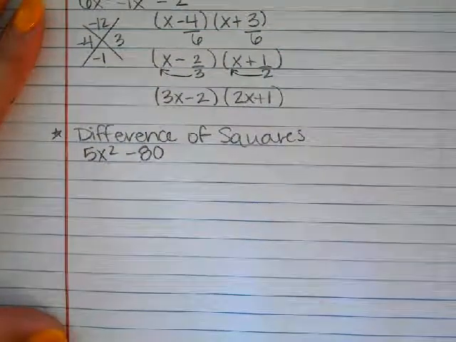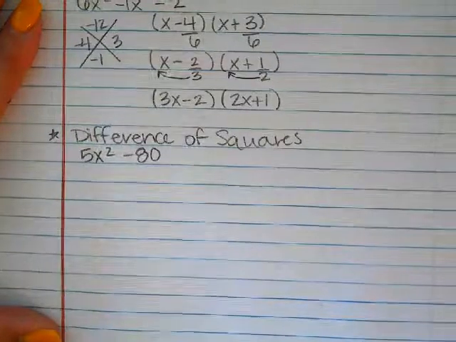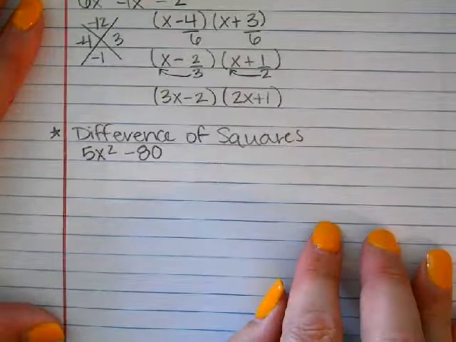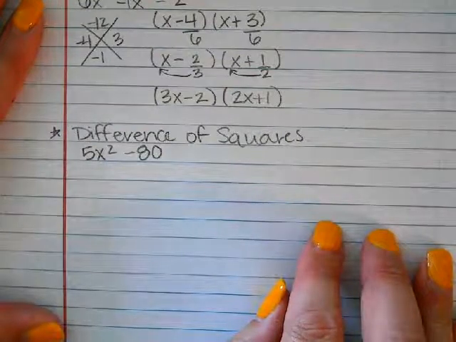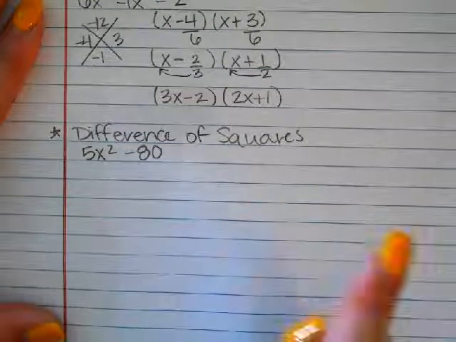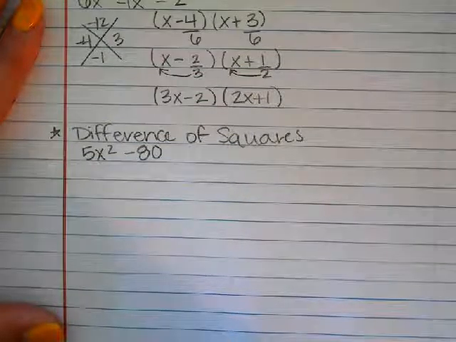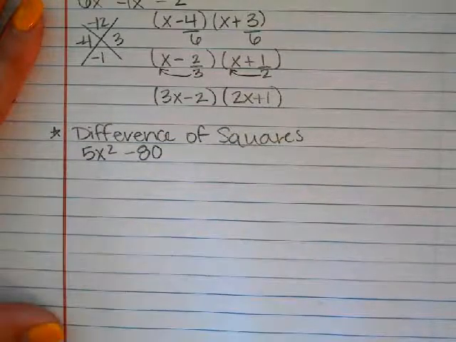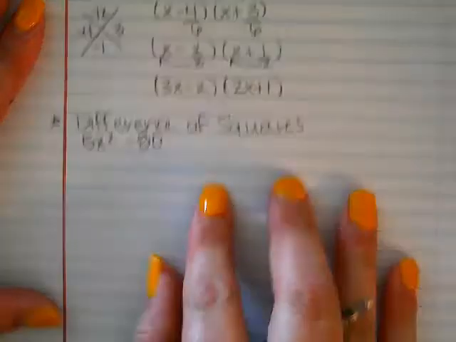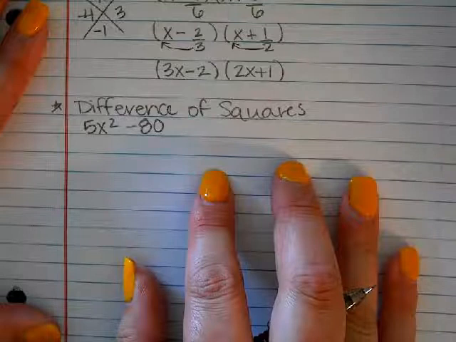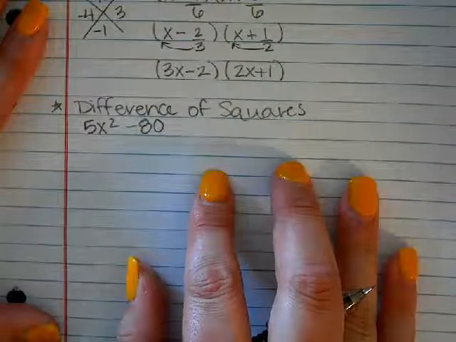Why not? Those aren't perfect square numbers, though. 5 and 80 are not perfect squares. You do the thingy. What's the thingy? Divided by 5. Do the GCF thingy. Okay, divided by 5. So we're going to take a 5 out.